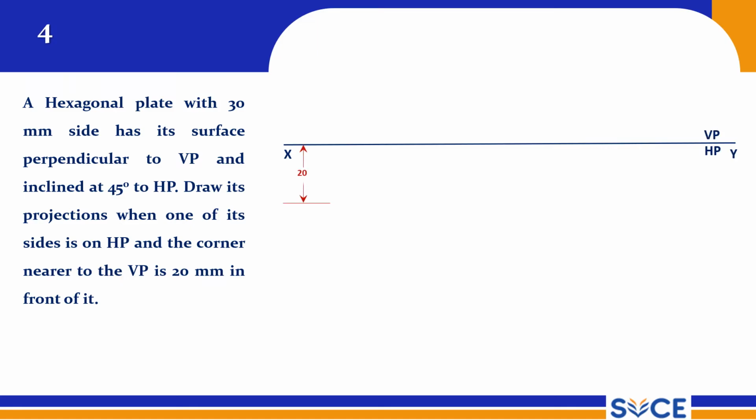So first you draw the 20 mm, and now this is the hexagon. This hexagon is nearer to VP at 20 mm, the corner nearer to VP is at 20 mm, and the orientation is like this. So it has its surface perpendicular to VP and inclined at 45 degrees to HP. Draw its projections when one of its sides is on HP. So it is very important.